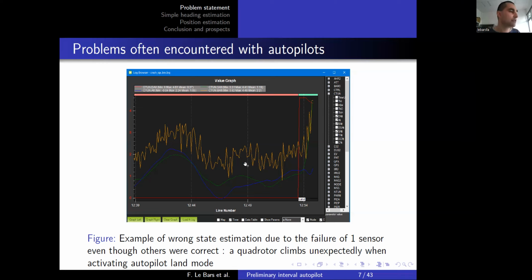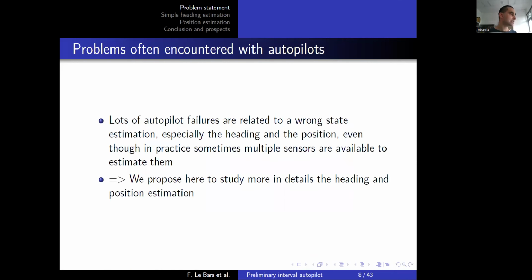But it's a little bit of a pity that we had the accelerometer maybe completely wrong, but we still had two other sensors, the barometer and the laser, that were correct. So something would need to be improved in this problem. So what I mean is there are still quite a lot of problems.